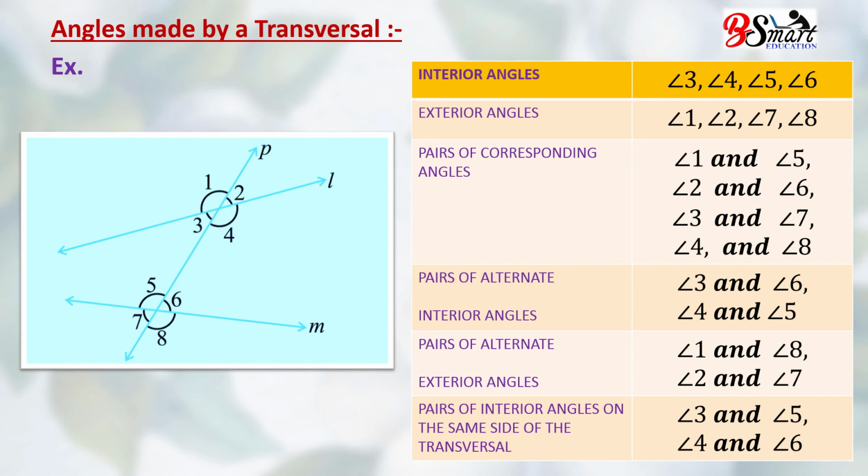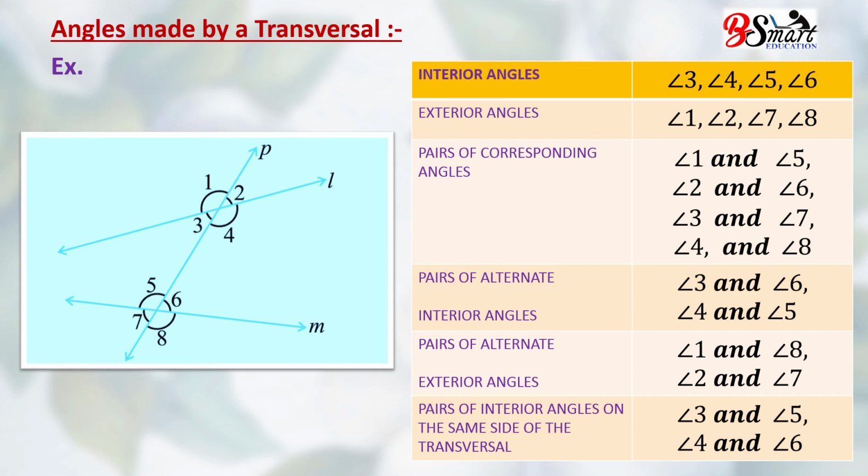Now pairs of corresponding angles. Corresponding angles are on same position. As we can see in the figure, angle 1 on the line L and angle 5 on the line M are pairs of corresponding angles. In the same way, angle 2 and angle 6, angle 3 and angle 7 and angle 4 and angle 8 are pairs of corresponding angles.